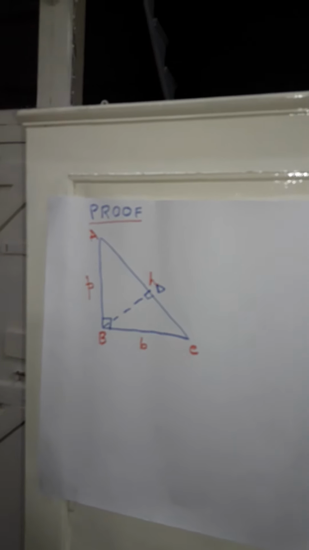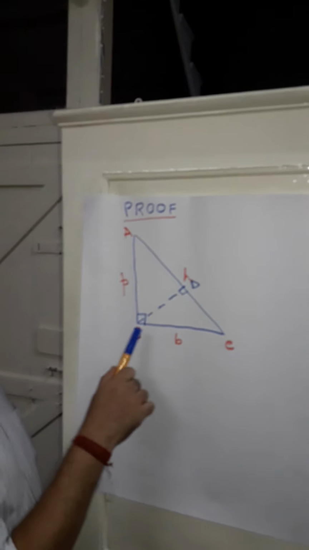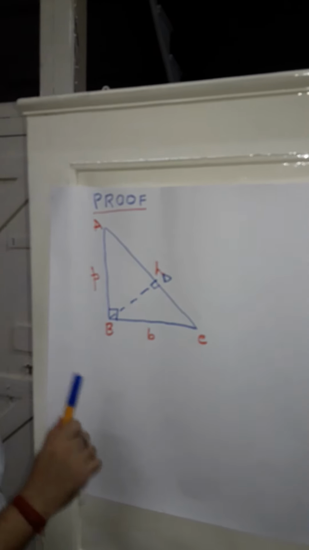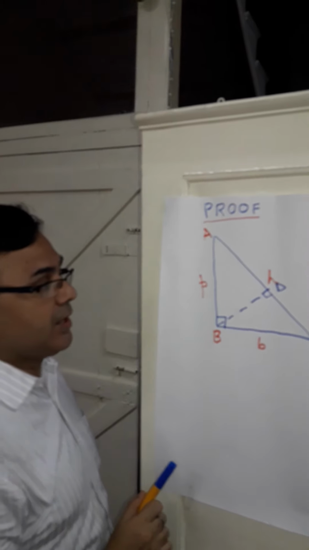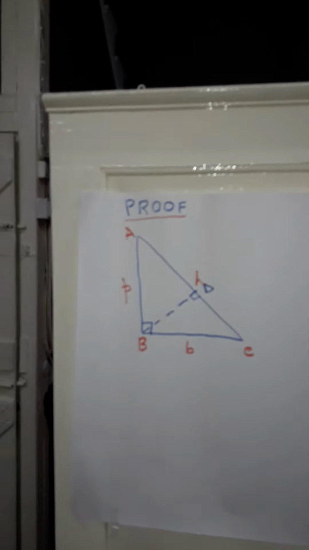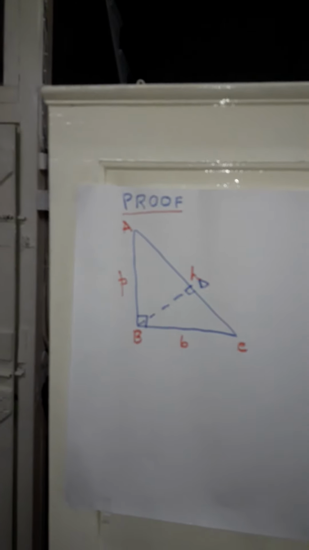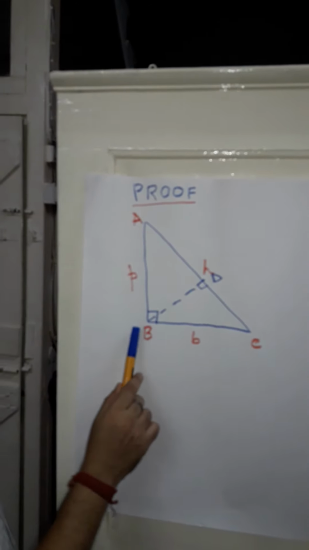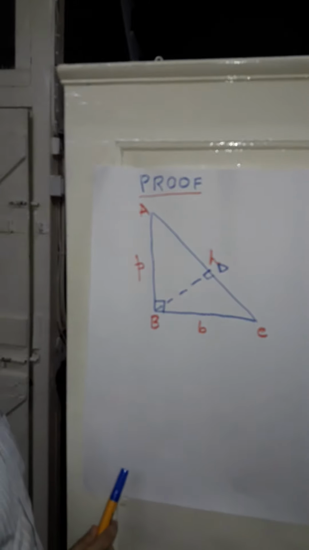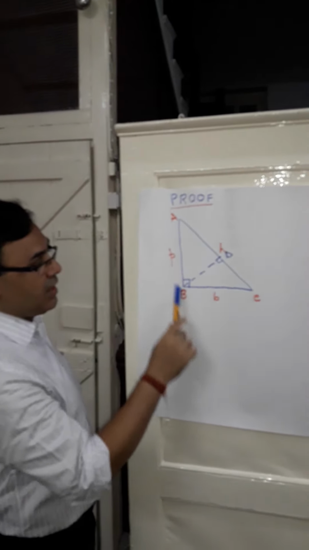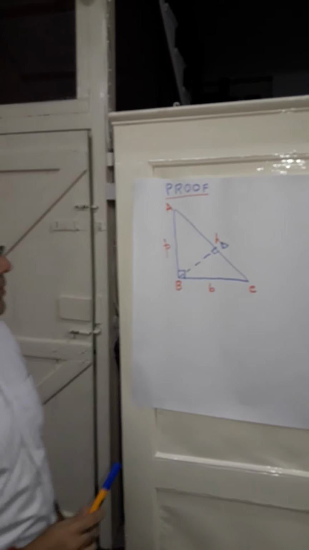Having done the construction, the triangle is now divided into two smaller triangles. In fact, we have three triangles now: triangle ABC, which is right angled at B, triangle ABD, which is right angled at D, and triangle BCD, which is right angled at D as well. So these three are the triangles that we are going to consider.